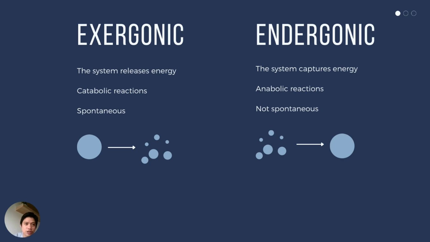Next, we have already touched on this topic a while ago. Exergonic means the system releases energy. And biologically, these are represented by catabolic reactions. Pag sinabi nating catabolic reactions, a bigger molecule is broken down into smaller molecules, and as that happens, the energy that is contained within the bonds of these molecules is broken down and released into the environment.